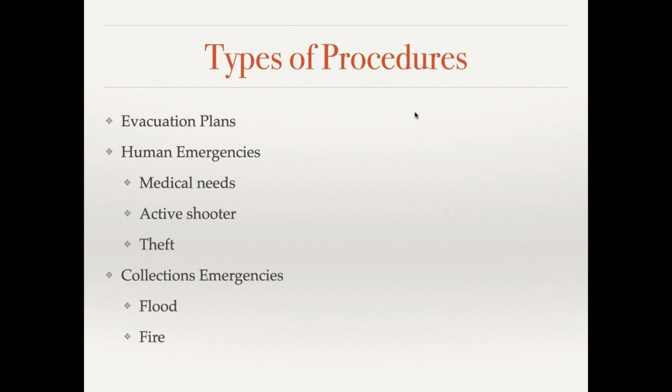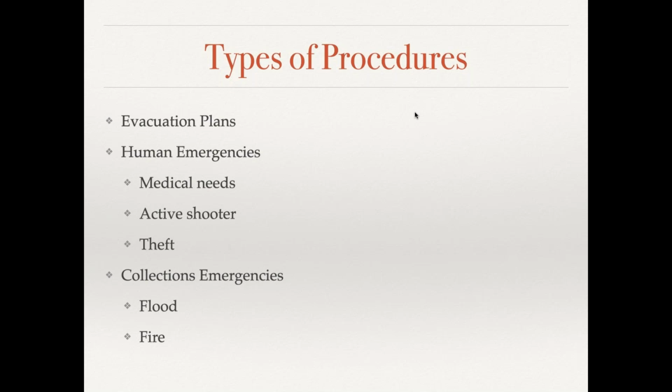So, common types of procedures that you'll see: you will see evacuation plans, and hopefully you already have evacuation plans and have them posted, because that's a legal thing. But evacuation plans are definitely a type of procedure. You also usually have procedures for human emergencies. That's going to be what happens if somebody on your staff or somebody who is visiting your archives comes in and has a medical issue. They have a heart attack. Who do you call? Or what if there's an active shooter?